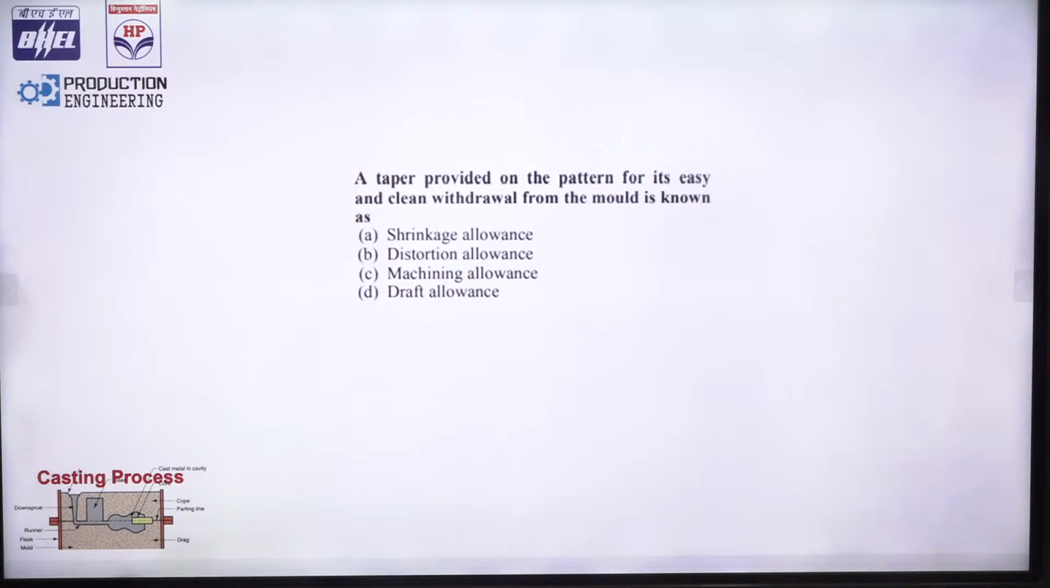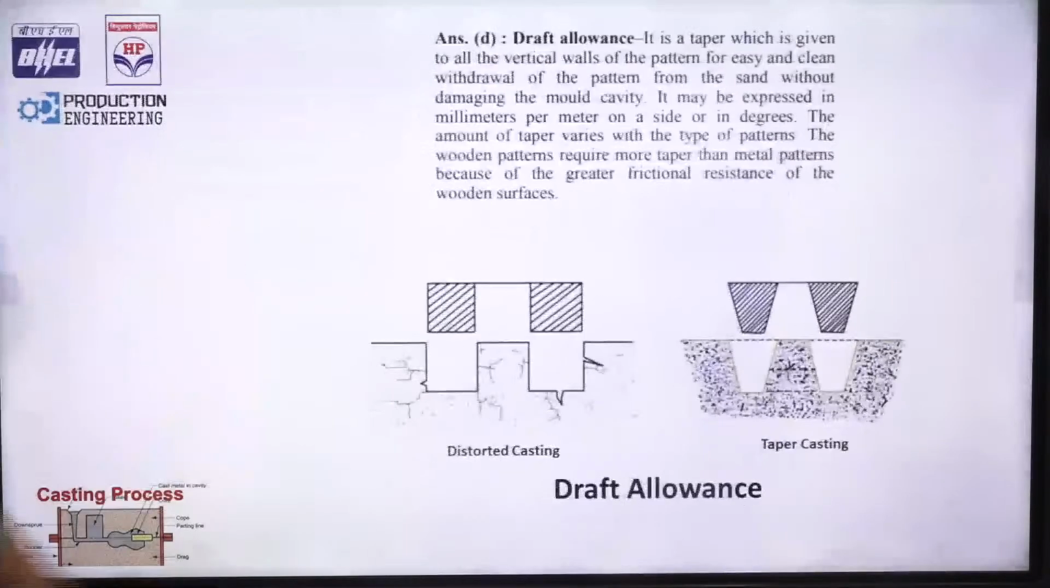Taper. Which allowance is related to tapering? Taper is provided by which allowance on the pattern for its easy and clean withdrawal? The pattern taper is related to the process called clean withdrawal from the mold. Okay, so that is the draft allowance.